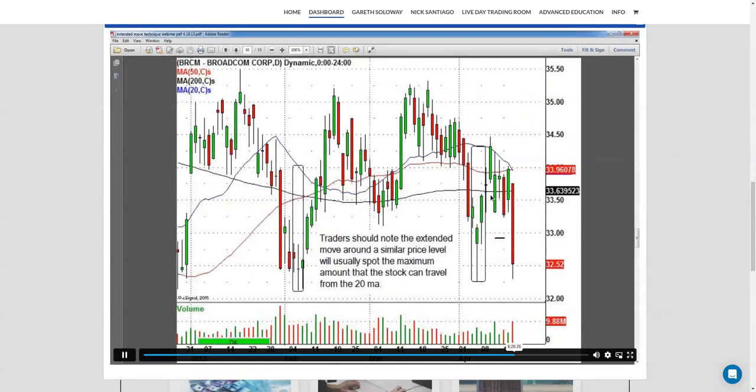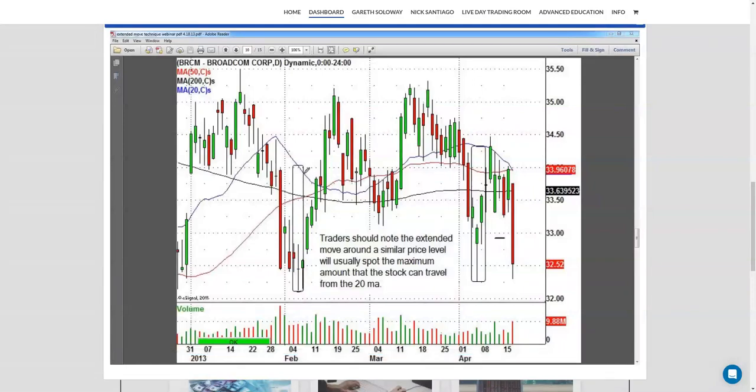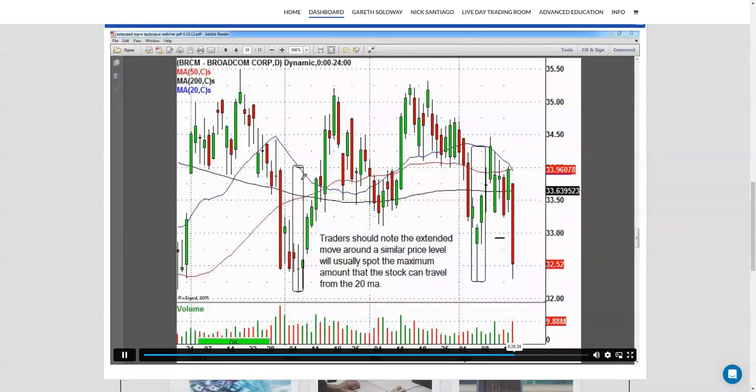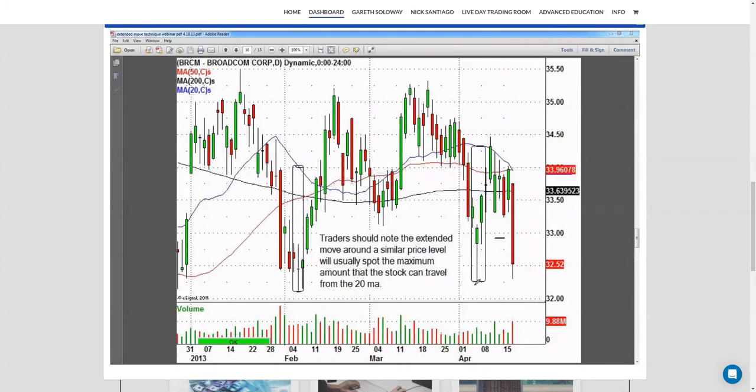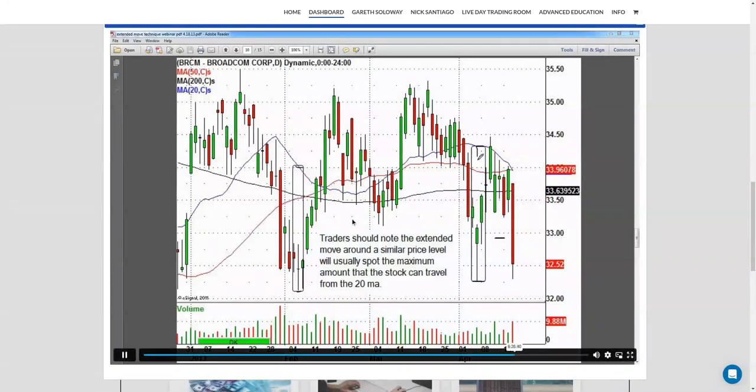Here we have a chart of Broadcom. Daily chart. Pivot low. Draw a straight line up into the 20. Get that distance. Look at this. Straight line down from the 20. It can only go so far. That's its movement. That's what it has in the cards. That's it. Okay? Can't go any more.